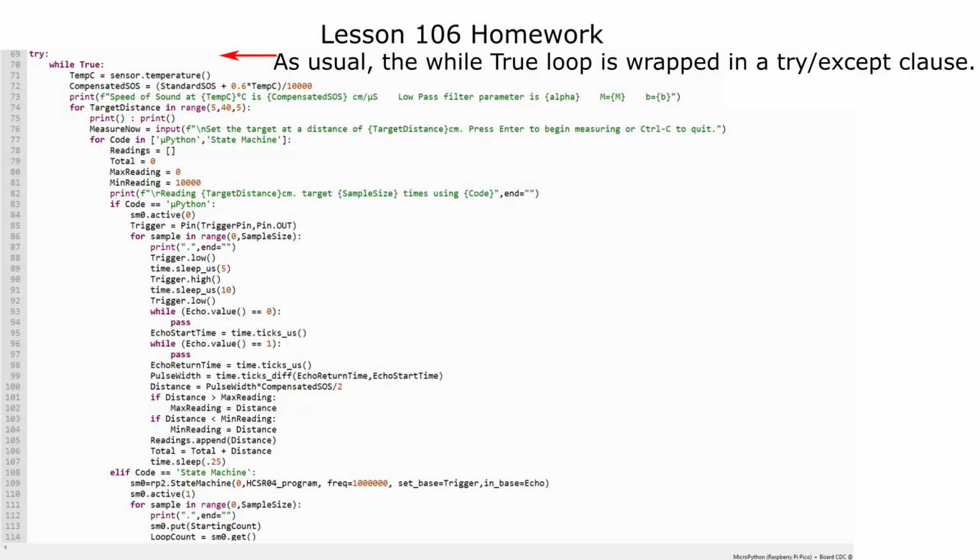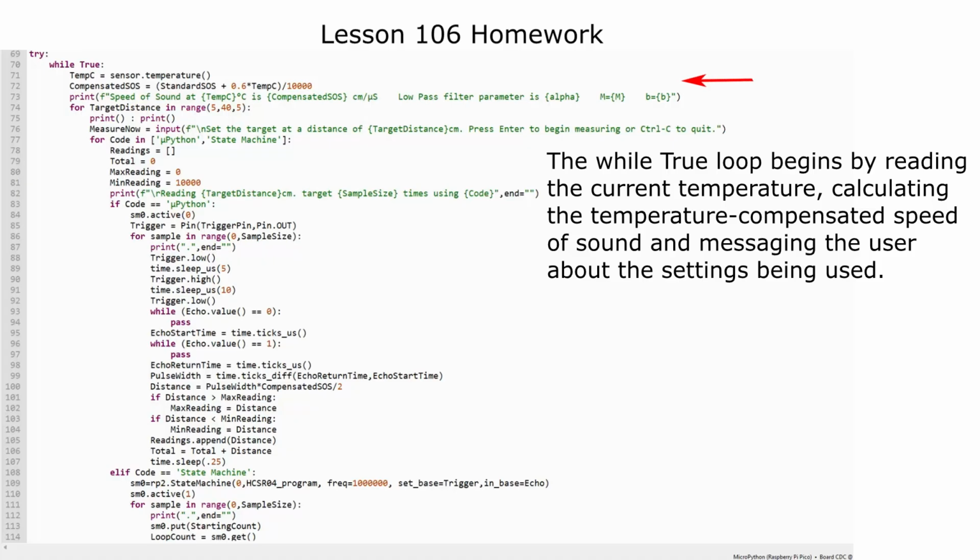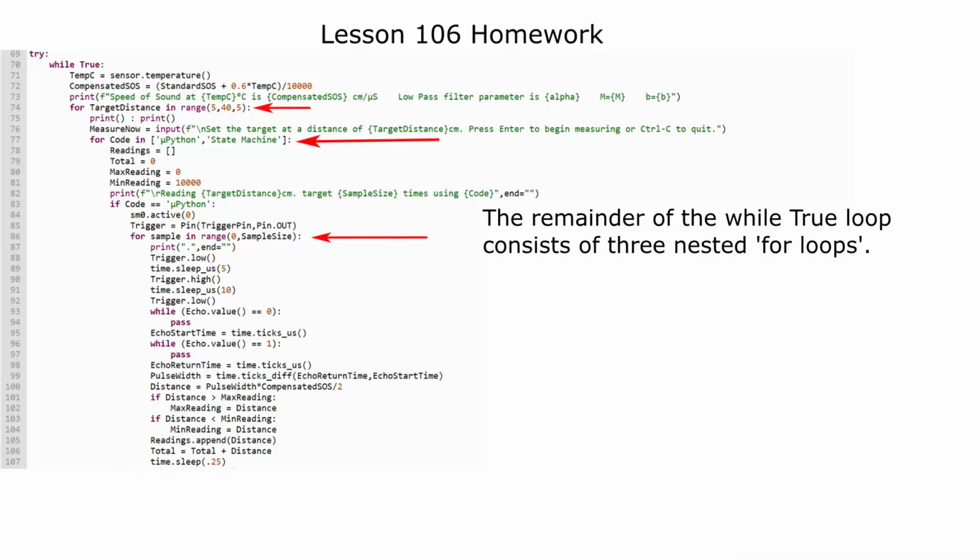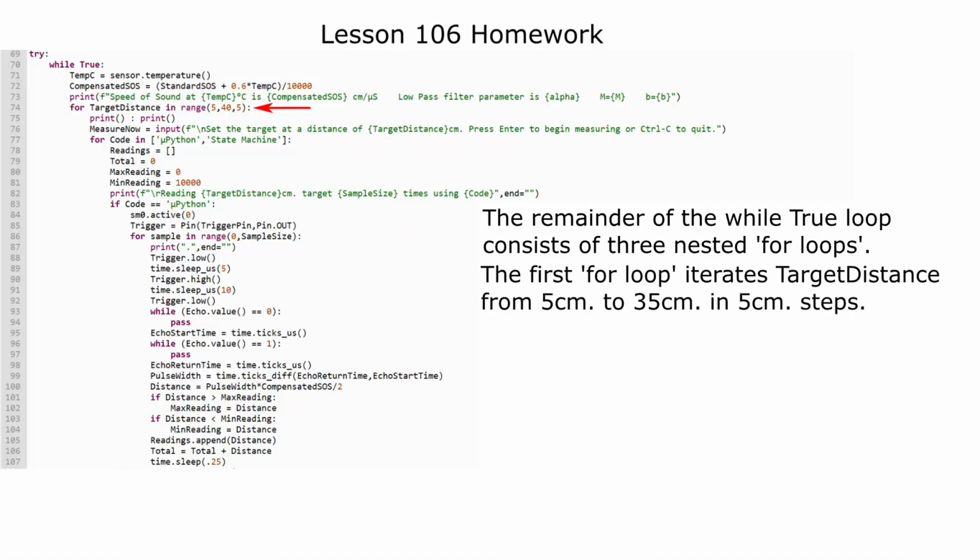As usual, the while true loop is wrapped in a try except clause. The while true loop begins by reading the current temperature, calculating the temperature compensated speed of sound, and messaging the user about the settings being used. The remainder of the while true loop consists of 3 nested for loops. The first for loop iterates target distance from 5 centimeters to 35 centimeters in 5 centimeter steps.